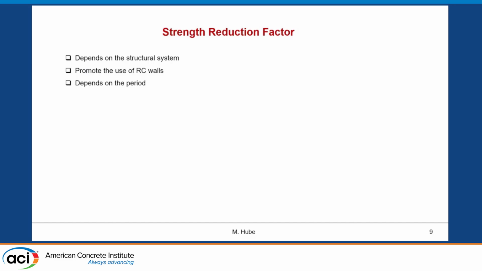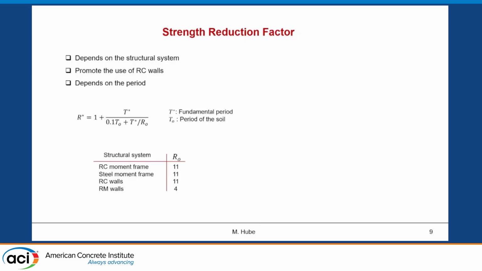Strength reduction factor: this is something different from ASCE 7 because it depends on the structural system, the same as ASCE 7, but it promotes the use of reinforced concrete walls, and it also depends on the period of the building, which is not the case in the US. So that's the strength reduction factor. You have the fundamental period of the building that you put there, and then there's an R0 term that you include to obtain this R star.